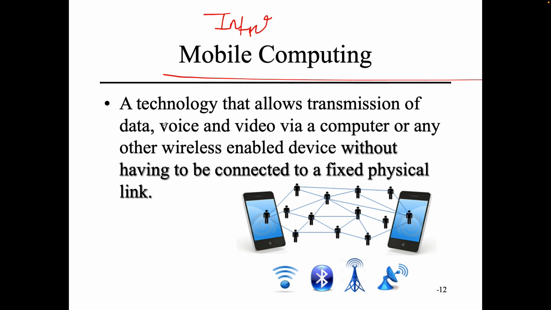Mobile computing is basically the ability to transmit data such as voice, video, etc., via a computer or any other wirelessly enabled device. That basically means without having the device connected to a physical link. What is a physical link? Ethernet cable, USB, Type C, any cable. So being able to send data without the need of a physical link is what mobile computing is all about.